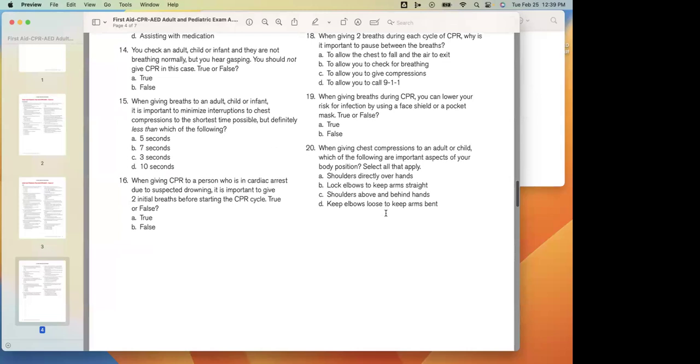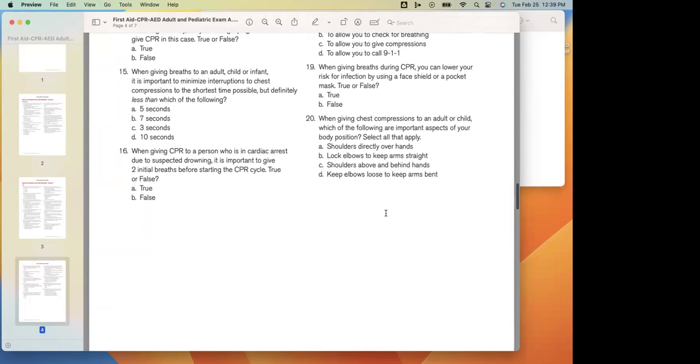True or false? Number 20, when giving chest compressions to an adult or child, which of the following are important aspects of your body position? Select all that apply.